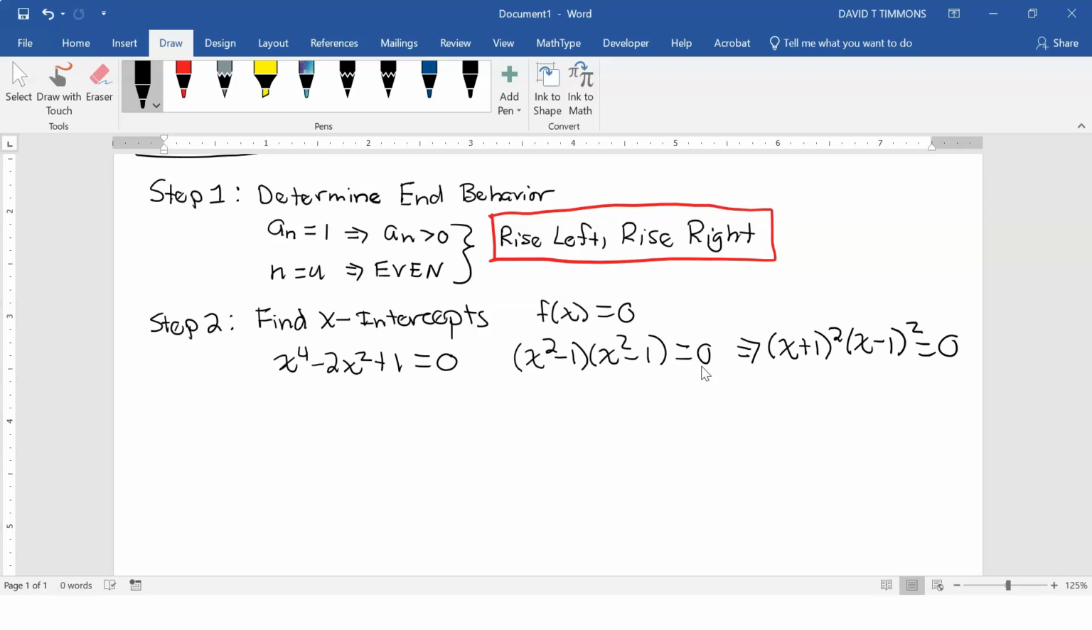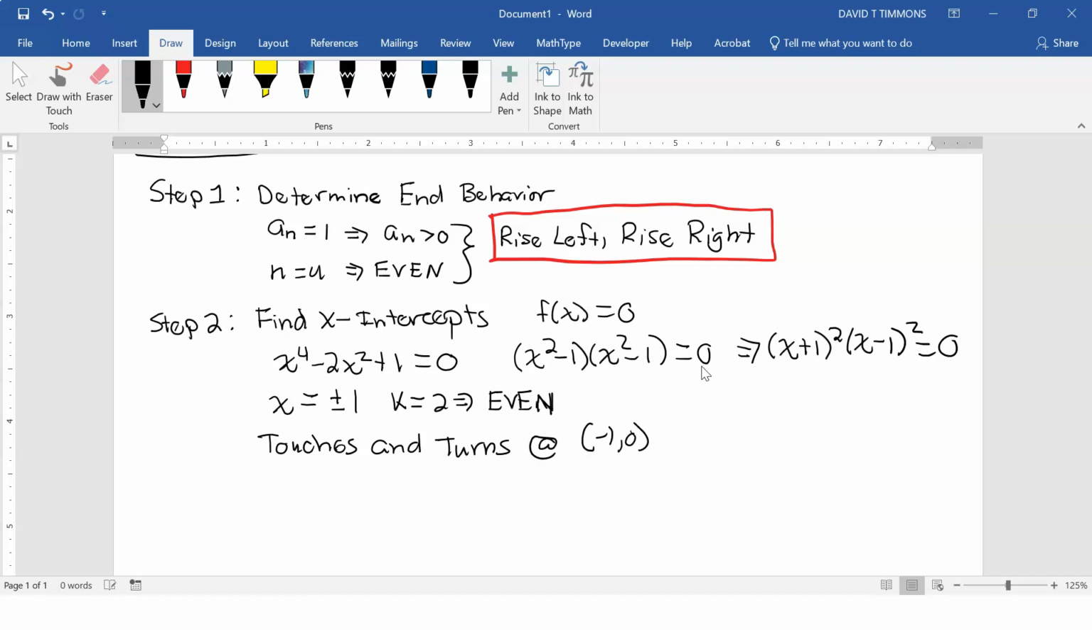Now, solving for the two roots, we will get that x equals plus or minus 1. And if we look at the multiplicity of our factors, k equals 2, that's even. So what we can determine here is that the graph will touch and turn at each of those x-intercepts. So we can say the graph touches and turns at (-1, 0) and (1, 0).